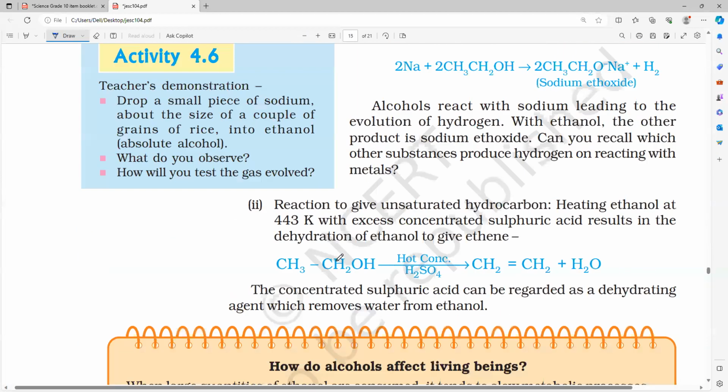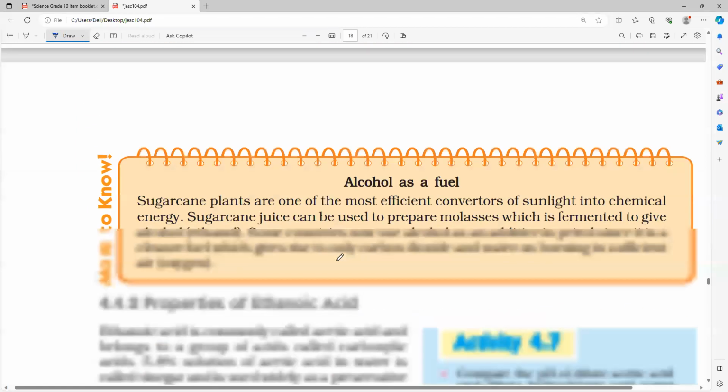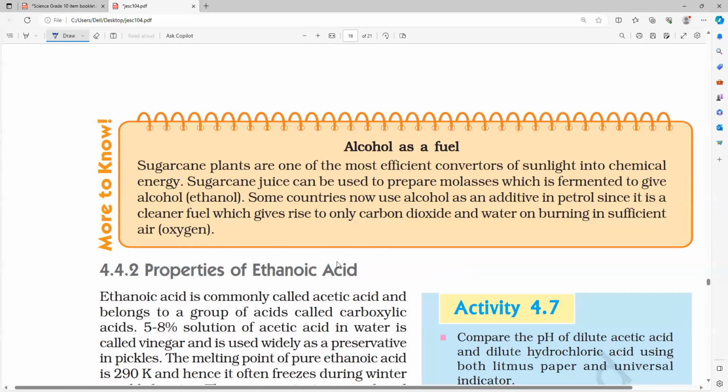Molasses will produce the biofuel. Where is that? Alcohol as a fuel. I have taught this to you, you might remember. Some countries already use it, not fermentation. The sugarcane juice can be used to prepare molasses, which is fermented to give alcohol, that is ethanol. Sugarcane plants are one of the most efficient converters of sunlight into chemical energy.